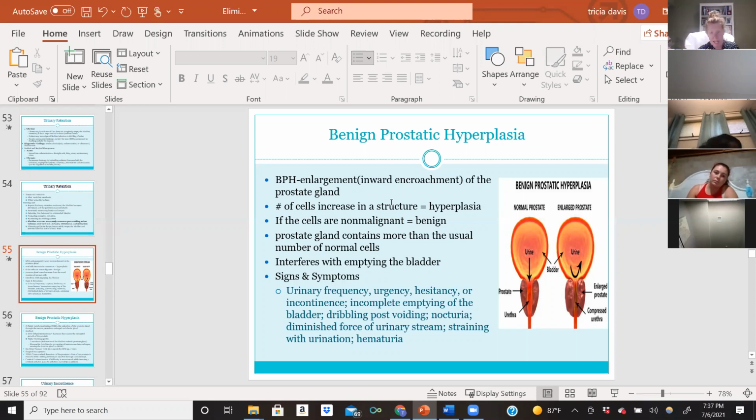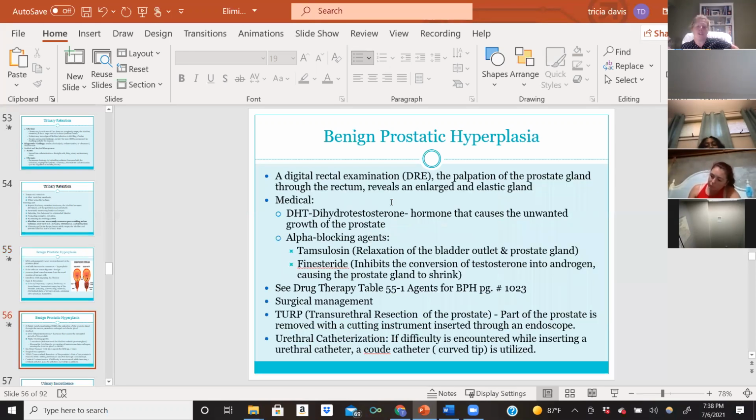They might dribble a little bit after they void. They might suffer from nocturia. They may report that they have a diminished urine stream, that it just trickles out. They may strain with urination because they're trying to push the urine through. It doesn't help, but they think that it will. And then sometimes, if left untreated for long enough, you may actually see some blood. So hematuria, blood in the urine. So in order to diagnose BPH, the doctor would do a digital rectal exam and palpate the prostate gland through the rectum, and it would reveal an enlarged and an elastic gland.